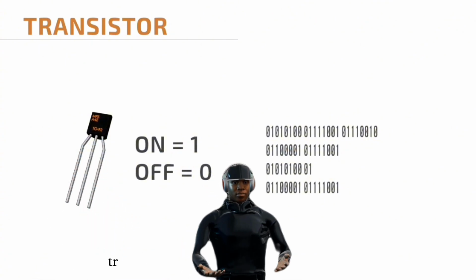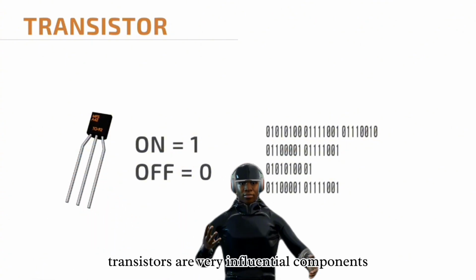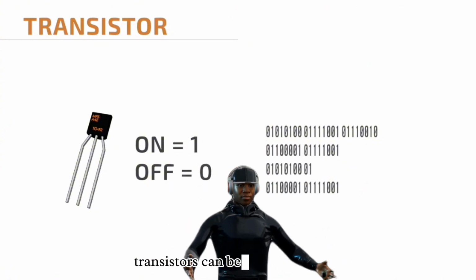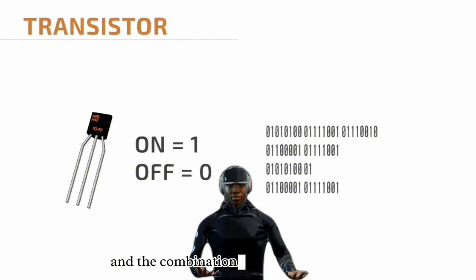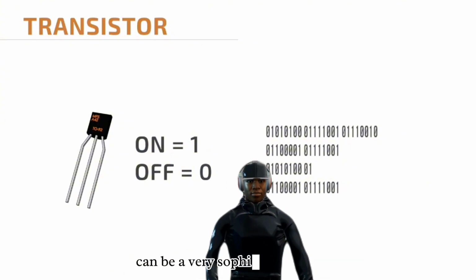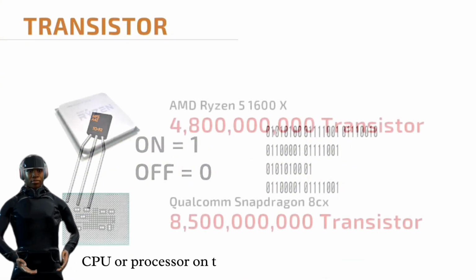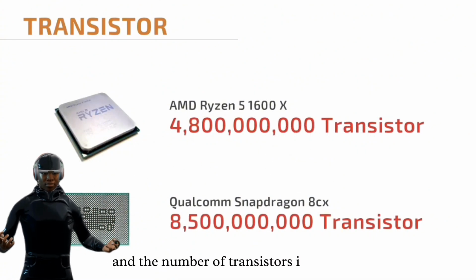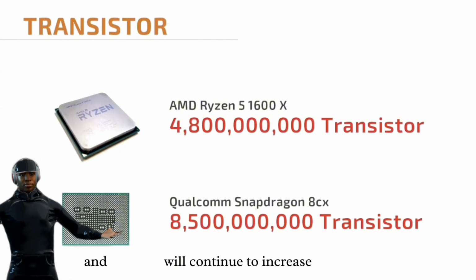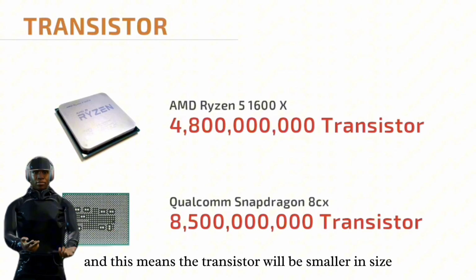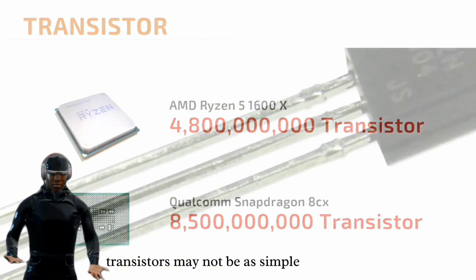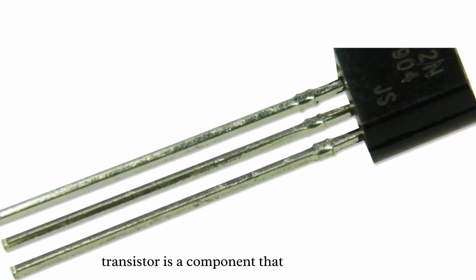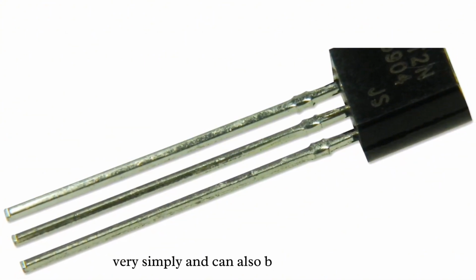Therefore, as mentioned earlier, transistors are very influential components in the era of information and digital. Transistors can be made very small, and the combination of several transistors can be a very sophisticated device. The CPU or processor on the computer or on our phone has billions of transistors in it, and the number of transistors in the CPU will continue to increase, and this means the transistor will be smaller in size. Transistors may not be as simple as resistors, diodes, or capacitors. Transistor is a component that can be applied very simply and can also be very complex.